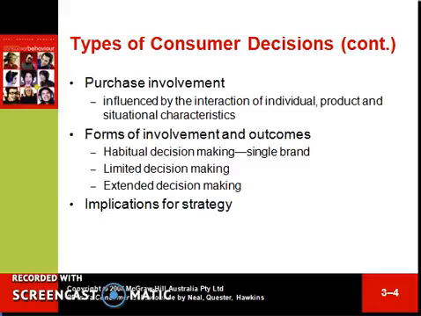Limited decision making covers the middle ground between habitual and extended decision making. Sometimes one aspect only is considered, for example, a search for the lowest price brand. Now comes extended decision making. Extended decision making usually involves both internal and external search for information, and the decision making can become very complex. Products such as holidays, cars, homes, and personal computers usually involve high involvement decision making.